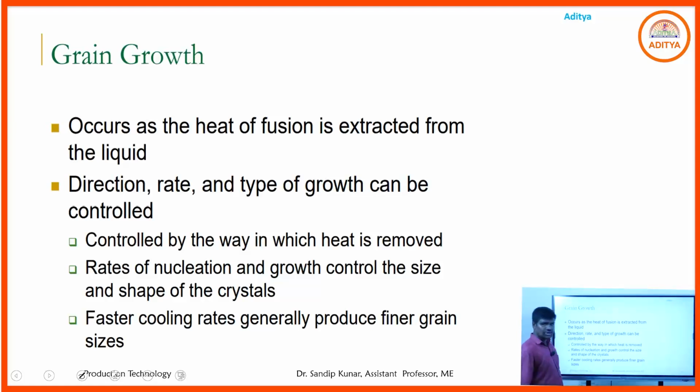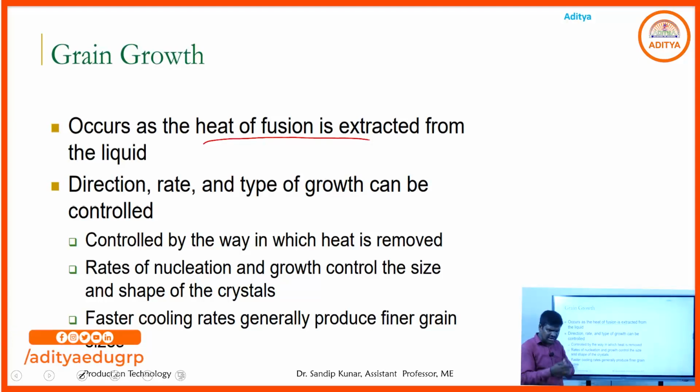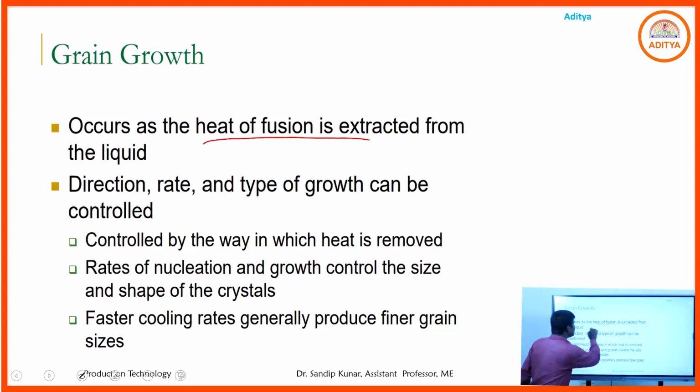Grain growth. When will it occur? It occurs when the heat of fusion is extracted from the liquid. Grain growth means more and more grains will be formed in that particular mold cavity. When more and more heat is extracted from the liquid, then more and more grains will be formed and finally it will produce the solidified product.